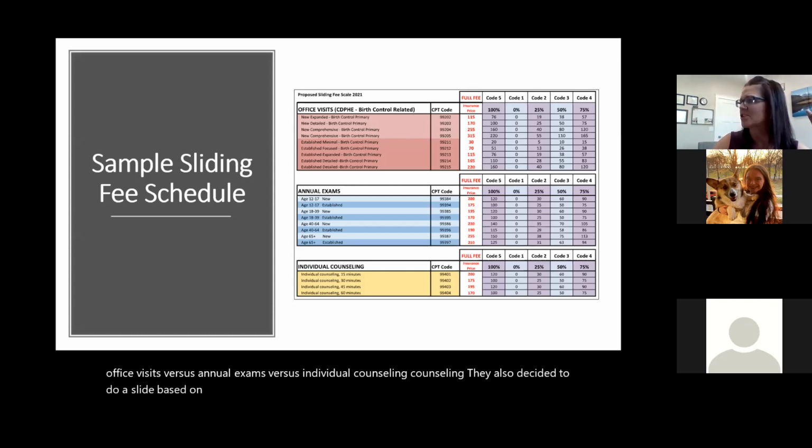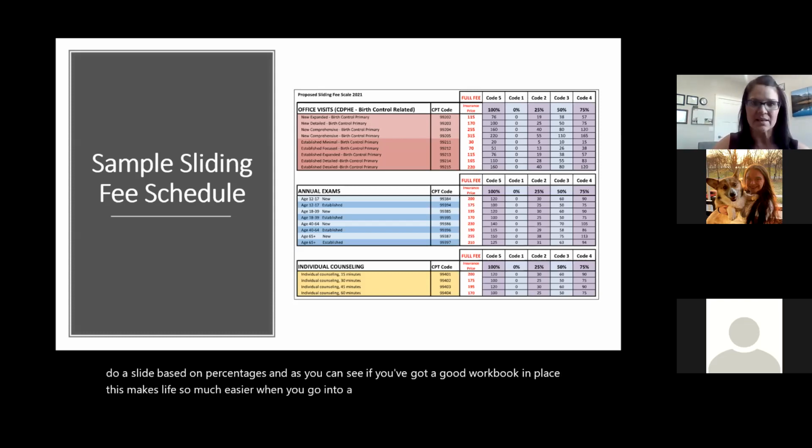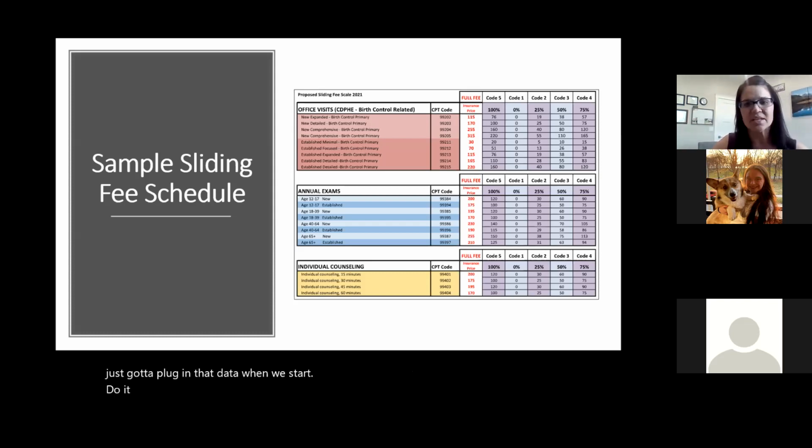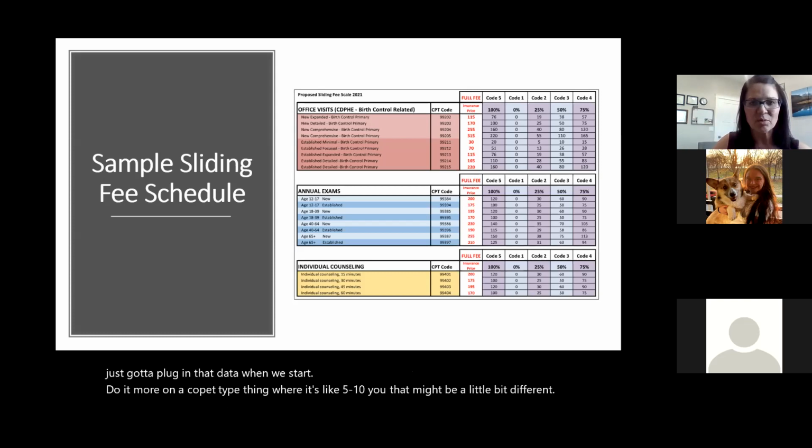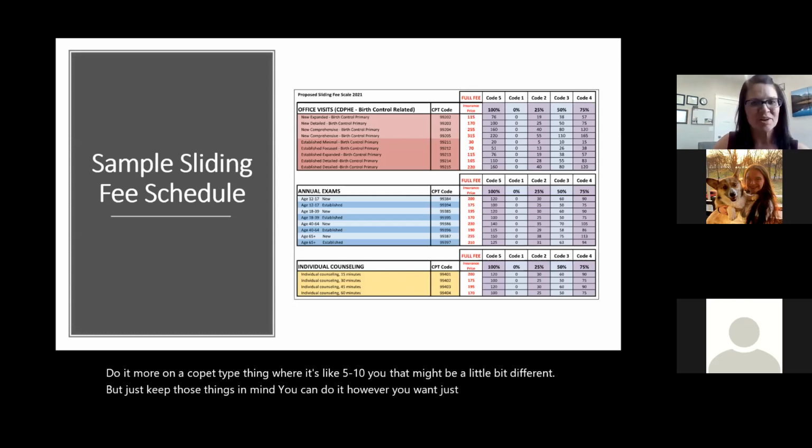And as you can see, if you've got a good workbook in place, this makes life so much easier when you go in to adjust your fees, because you just got to plug in the data. When we start to do it more on a copay type thing where it's like $5, $10, that might be a little bit different, but just keep those things in mind. You can do it however you want. Just explain your reasoning in the summary.